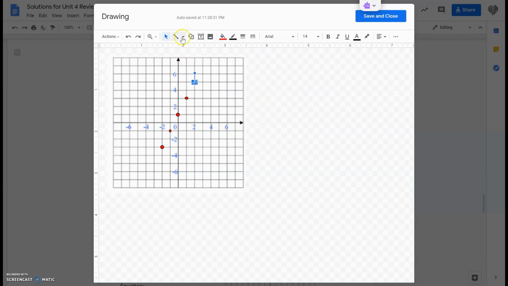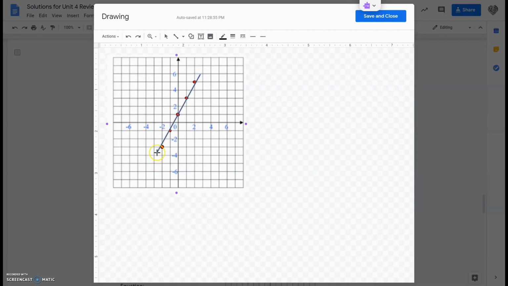Then, because we're not given a situation, I know we talked about discrete data and continuous data and when to draw a line and when not to. Because we're not given a specific situation, we're just given a set of values, we can assume it's continuous and we can connect our dots.